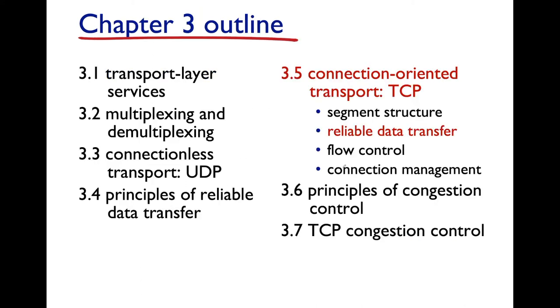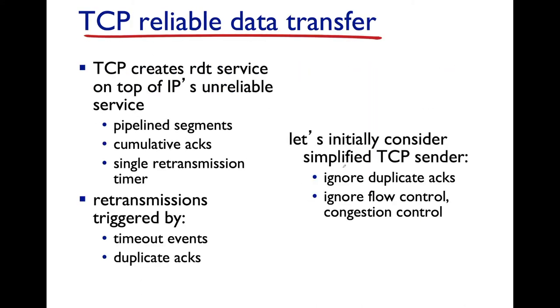Okay, so let's take a look at TCP's reliable data transfer. Transmission control protocol creates a reliable data transport service on top of IP, the network layer's unreliable service. It pipelines segments, does cumulative ACKs, and uses a single retransmission timer, so it's a form of go back N. And these retransmissions are triggered by two things, timeout events and duplicate ACKs. The duplicate ACKs are sort of a shortcut to say, don't wait as long as the timer.